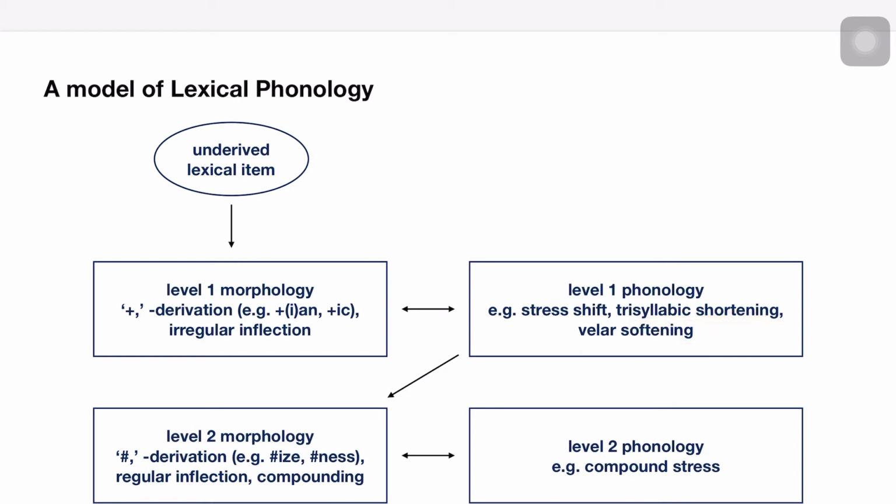As it moves on to level 2, it undergoes level 2 derivation by picking up suffixes such as -ize or -ness. It might undergo regular inflection, such as in speak and speaks. Compounding belongs to level 2 morphology too, and during compounding, the primary stress of the compound word is reconsidered.